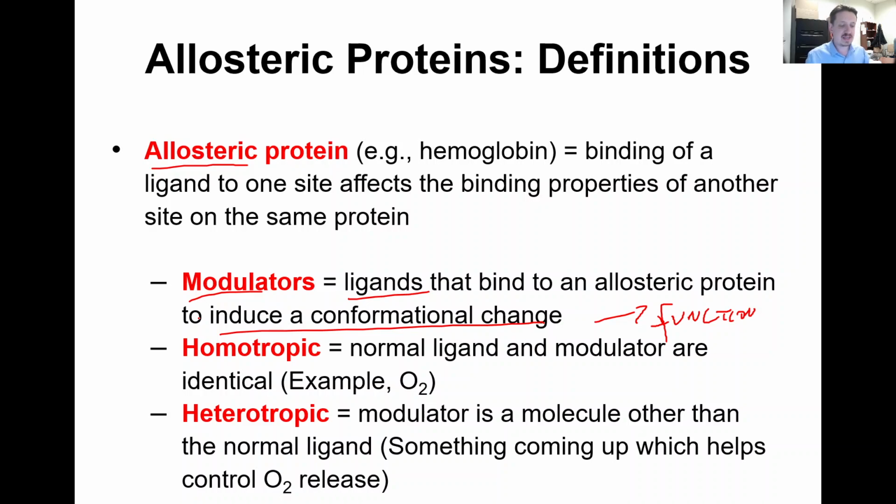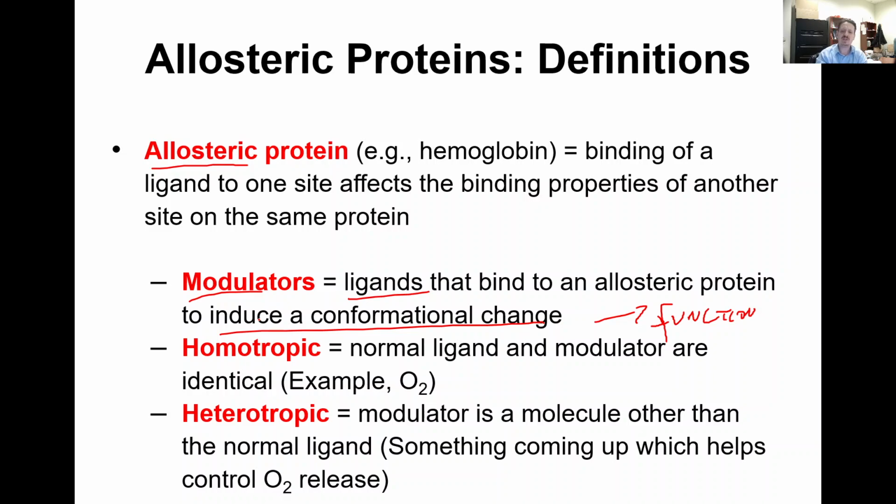And the classic example is that when you breathe, when you respire, you produce a lot of CO2. And so there's going to be a lot of CO2 in the areas that need oxygen, because that's where the respiration is going on. So the CO2 will bind to hemoglobin outside of the oxygen binding site, but influence oxygen binding to decrease the oxygen binding to release the oxygen. And thus CO2 is allosteric.